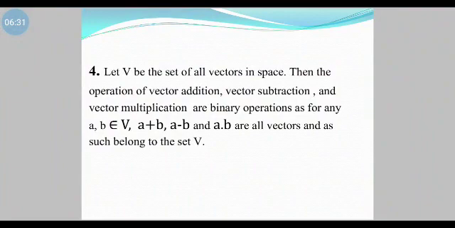The fourth example is, let V be the set of all vectors in space. Then the operations of vector addition, vector subtraction and vector multiplication are binary operations. What is the reason? If we take any two vectors, adding them we get another vector, subtracting one vector from another we get a third vector, and multiplying two vectors we get another vector. So these operations are binary operations in the set of all vectors in a space.